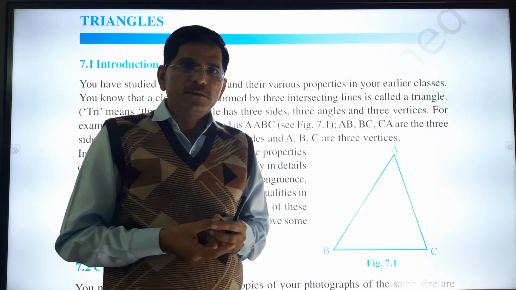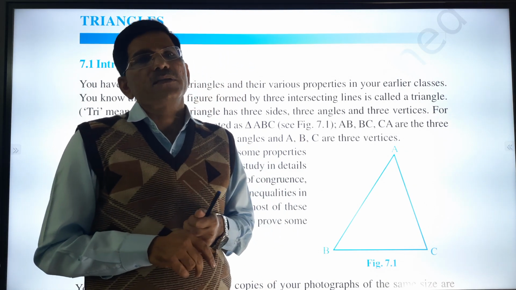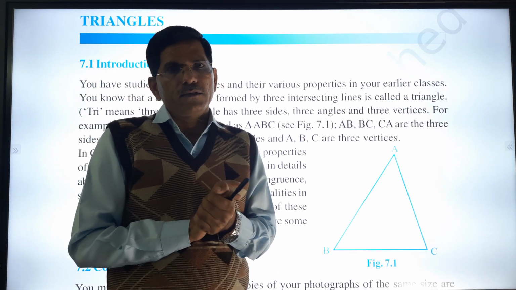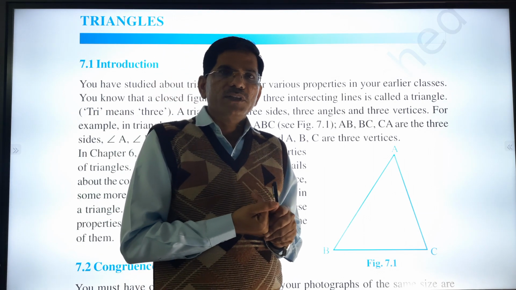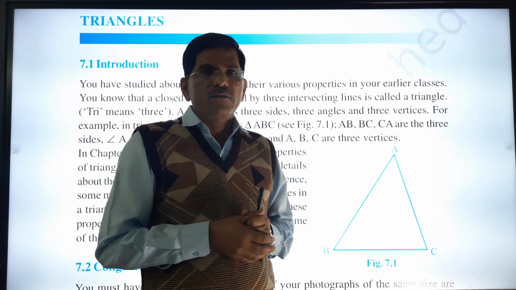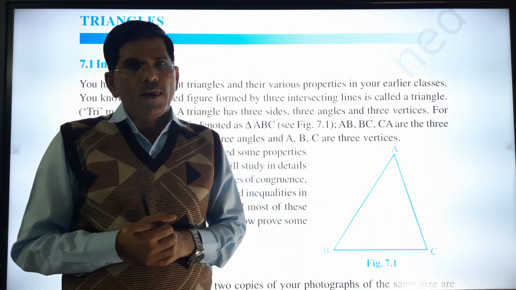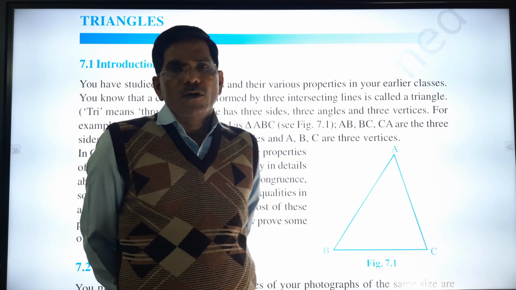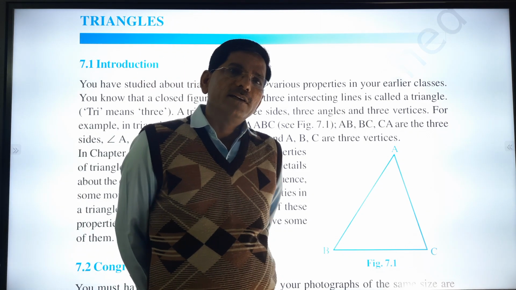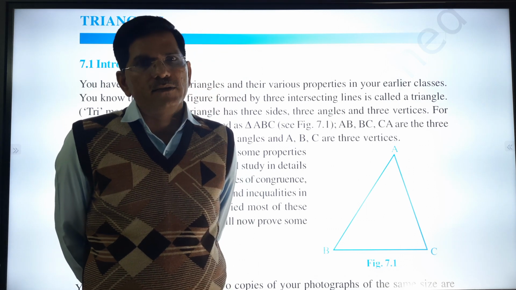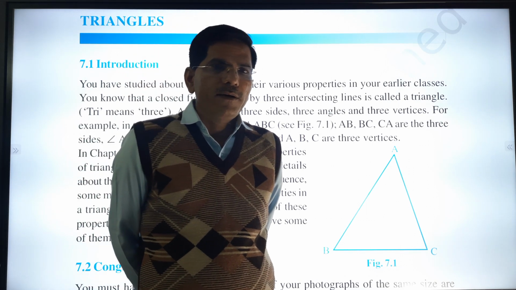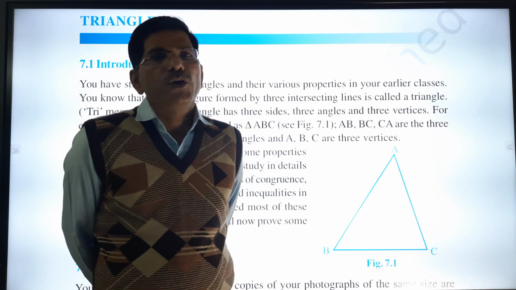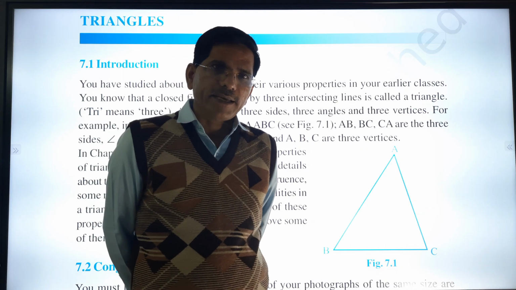Again in 10th standard, the same chapter is there, chapter number 6. The name of the chapter is triangle. So today we want to discuss the introduction related to the triangle. Can anyone give the definition of triangle? By using lines and angles, we can generate a triangle. A simple definition of triangle is the union of three line segments.